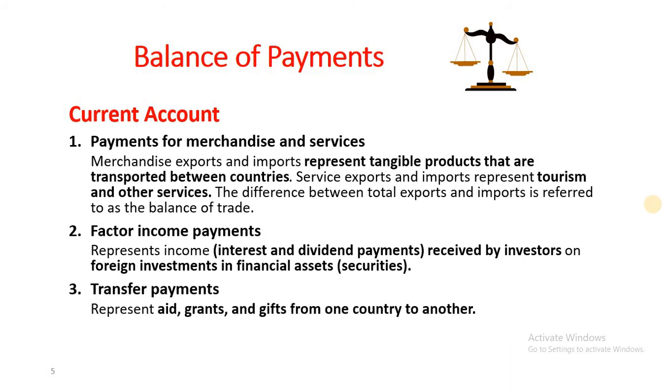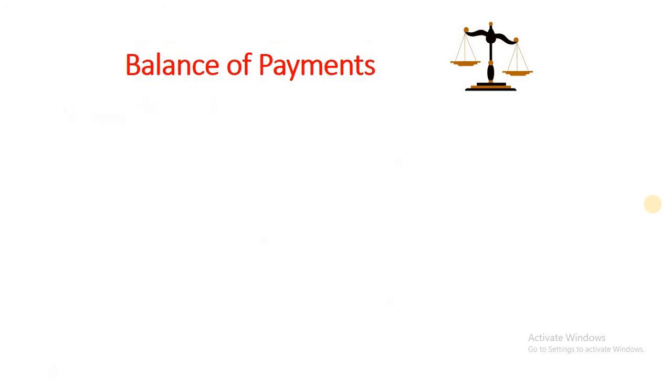And the final component of current account is transfer payments. It represents aid, grants, gifts from one country to another country. We often say that Bangladesh receives aid and grants from foreign countries. We often provide gifts to foreign countries as well. So all sorts of aid, grants, and gifts between countries are part of transfer payments.